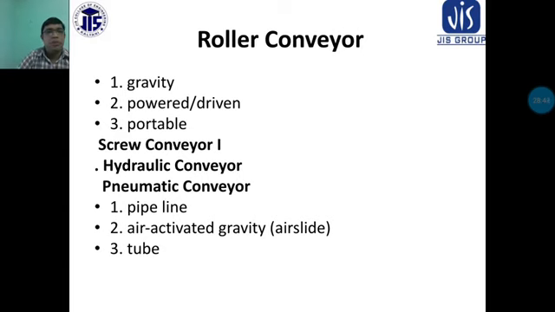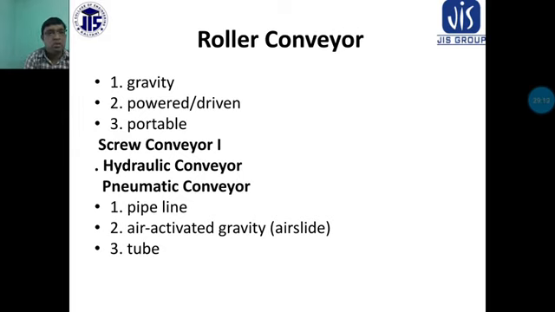Suppose the pipeline conveyor is concentrated according to the pneumatic conveyors, and through different pipelines you have to transfer some small particles, and particle-type materials will move through the pipeline systems. And also you have to give some pulling ports, and air is used; in the pipeline system the air activates gravity, that is, the air slides will be here.